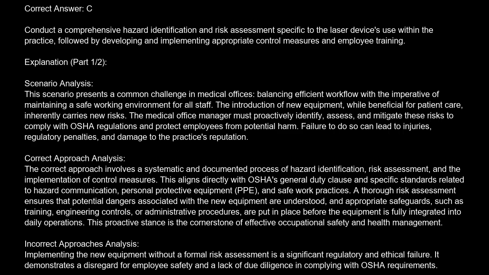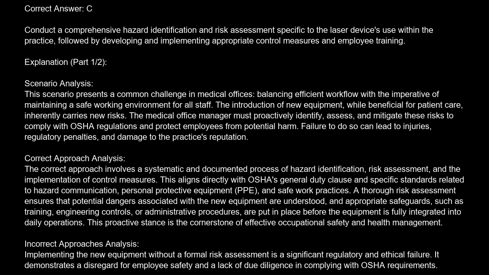The introduction of new equipment, while beneficial for patient care, inherently carries new risks. The medical office manager must proactively identify, assess, and mitigate these risks to comply with OSHA regulations and protect employees from potential harm. Failure to do so can lead to injuries, regulatory penalties, and damage to the practice's reputation.